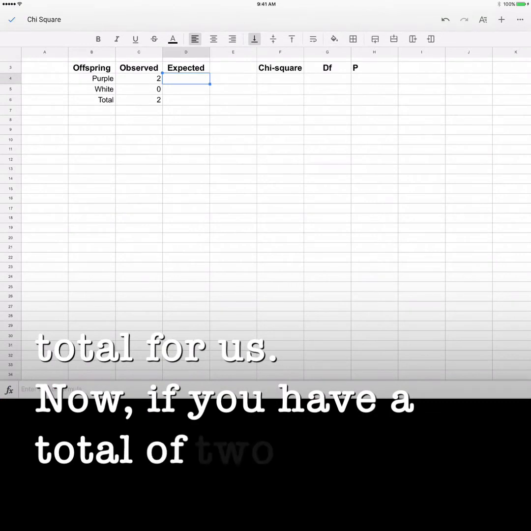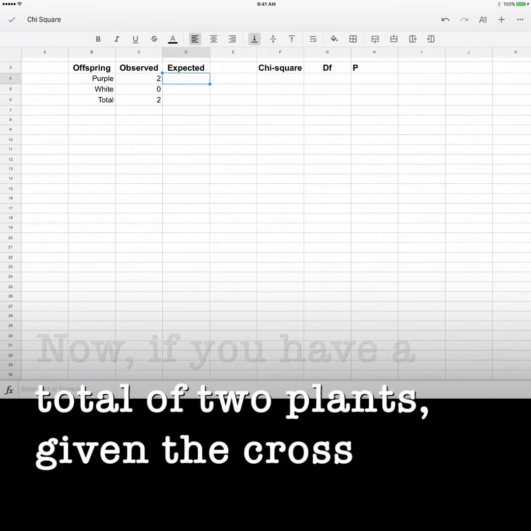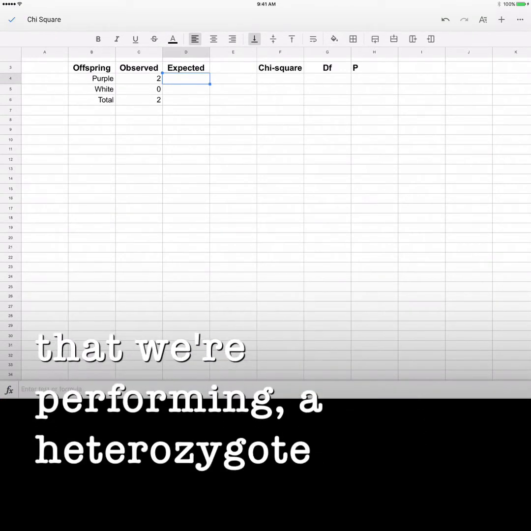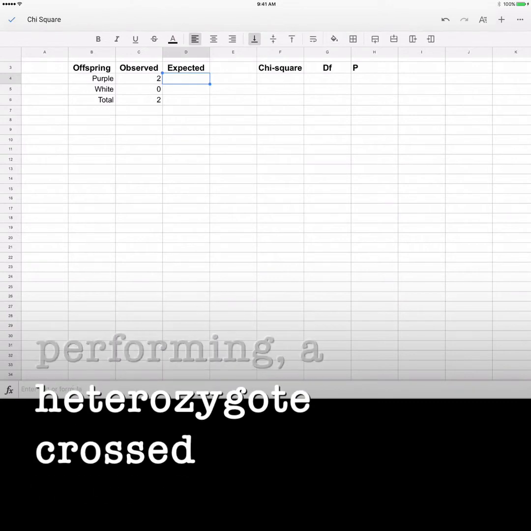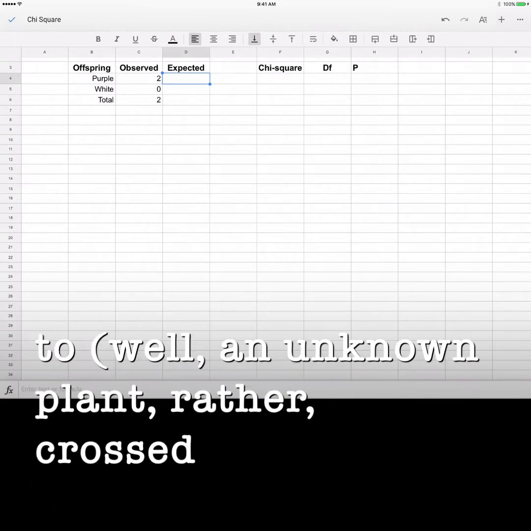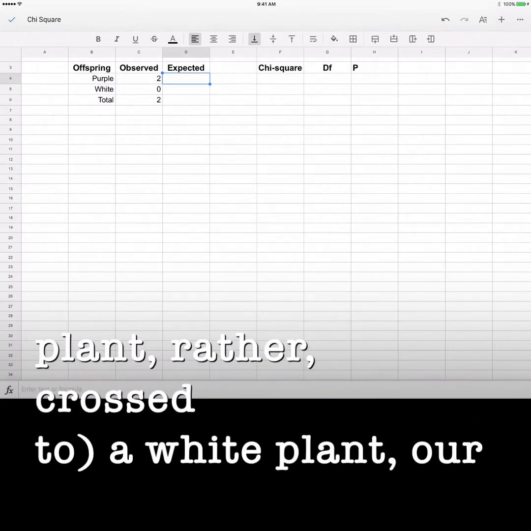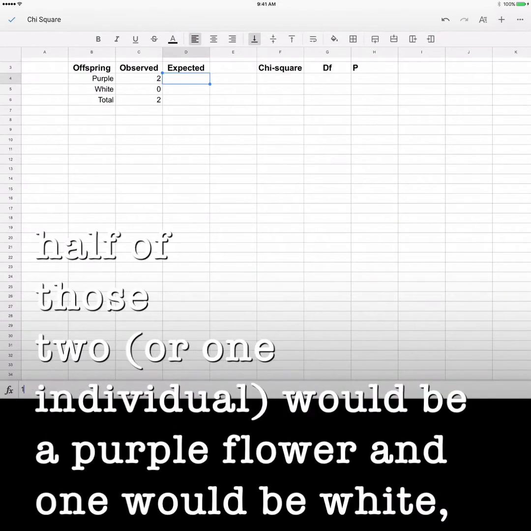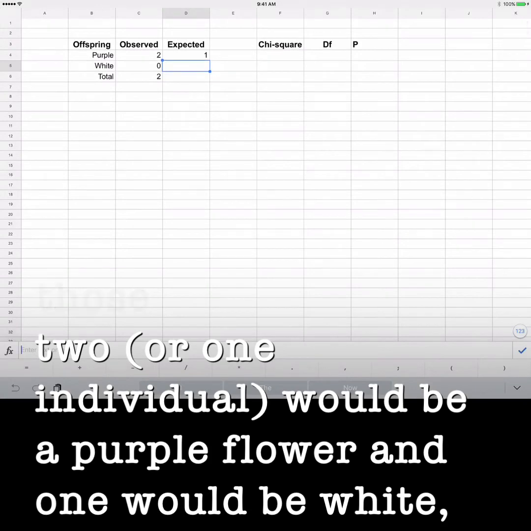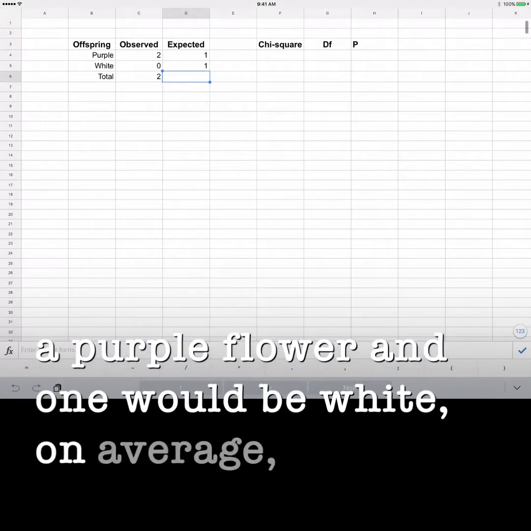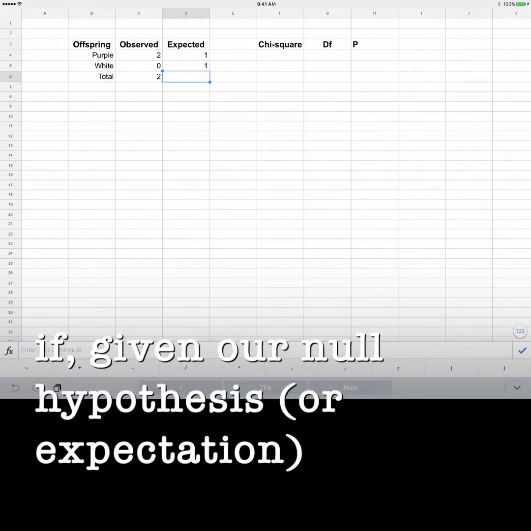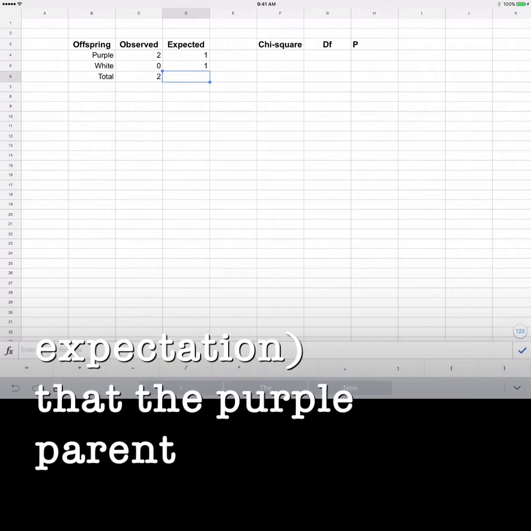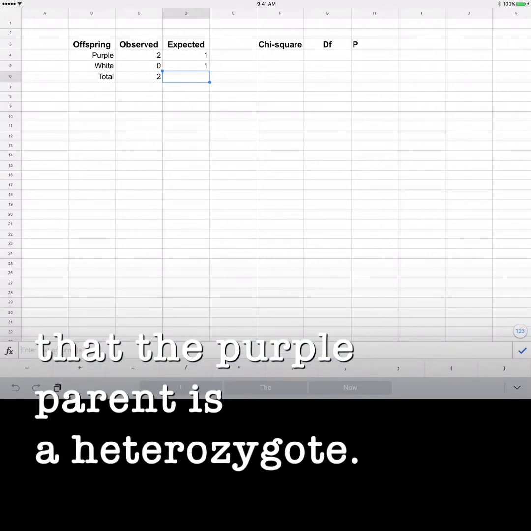Now if you have a total of 2 plants, given the cross that we're performing, a heterozygote crossed to, or an unknown plant rather, crossed to a white plant, our expectation was that half of those 2, or 1 individual, would be a purple flower and 1 would be white, on average, given our null hypothesis or our expectation that the purple parent is a heterozygote.